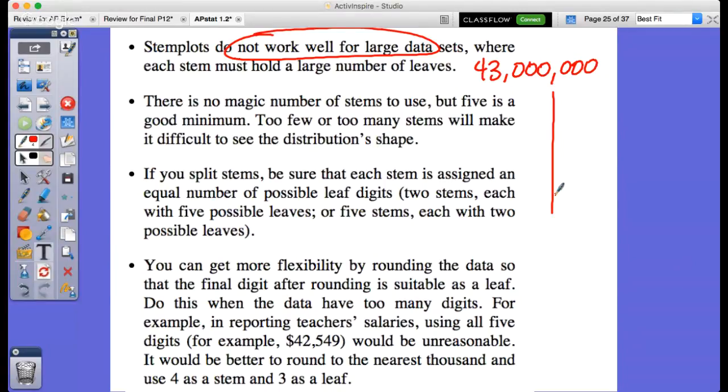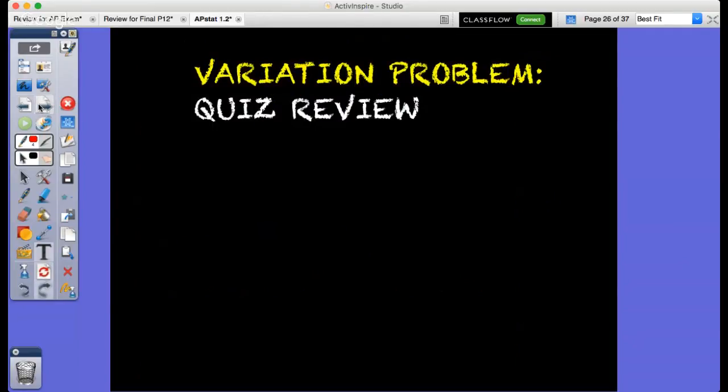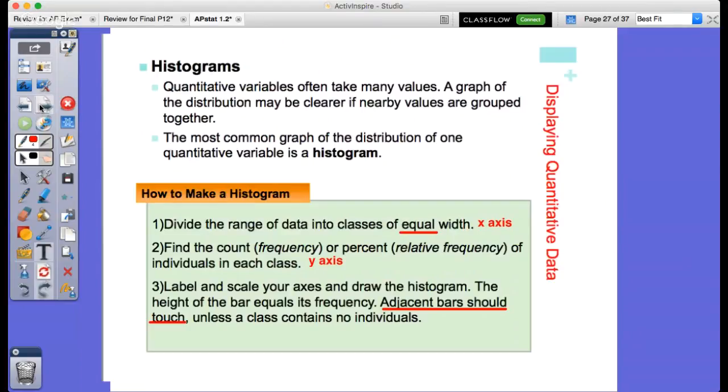Also, sometimes within these, I have to round. So if I have 42,549, I can't put that in a stem plot. I would have to put 43,000 in the stem plot, which would mean that 4-3 is equivalent to the context of 43,000, which is not necessarily the same as 42,549. So that could produce a problem too. Just a couple of things in terms of stem plot, okay? It's not perfect by any stretch of the imagination.